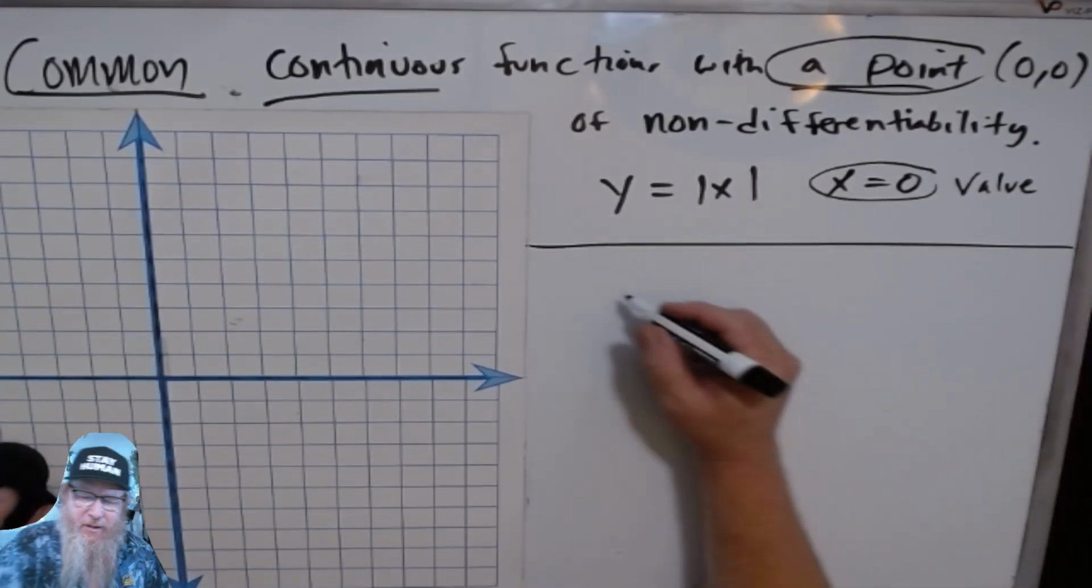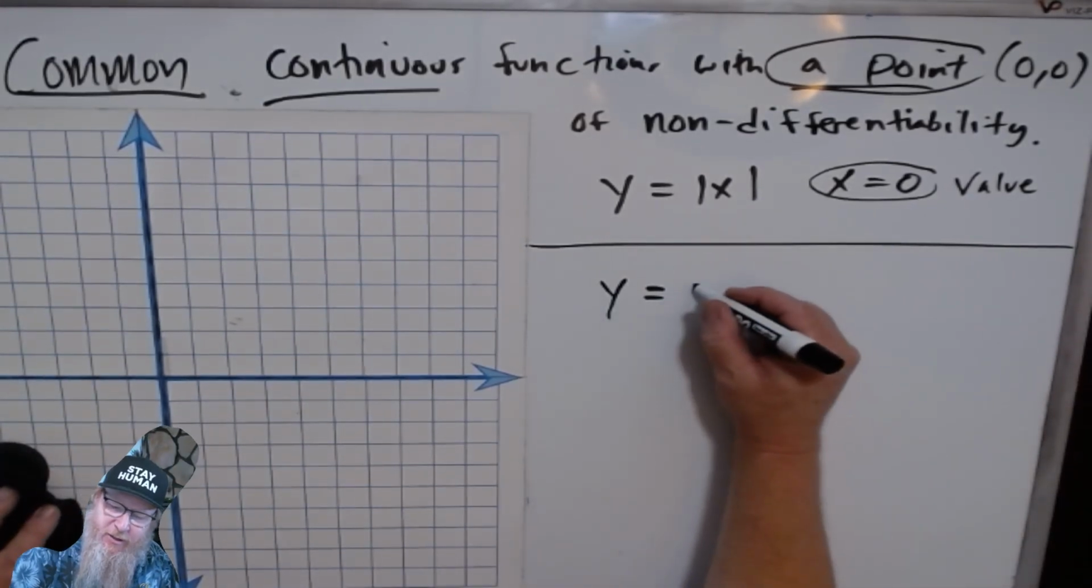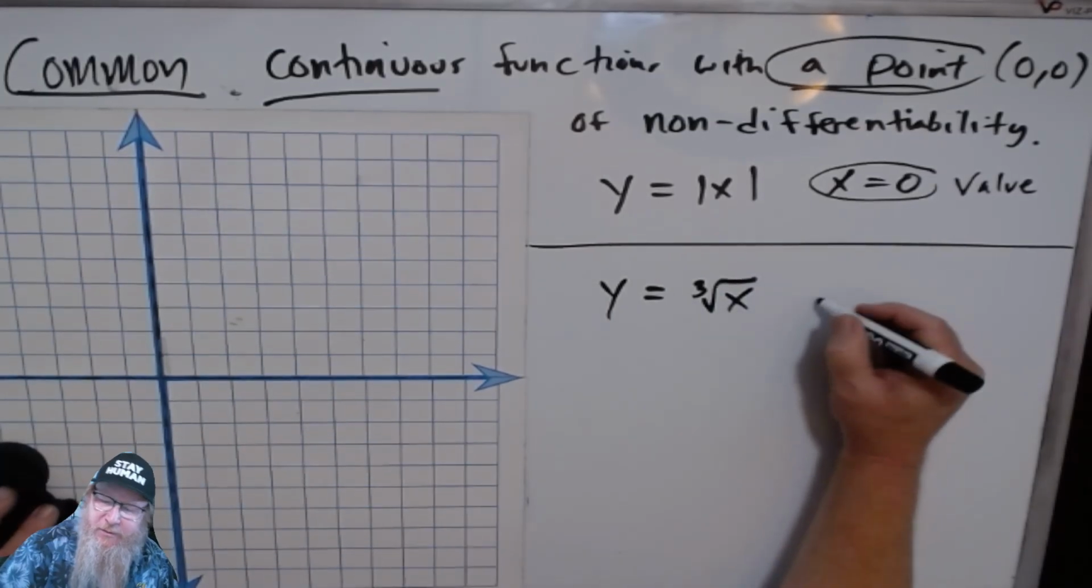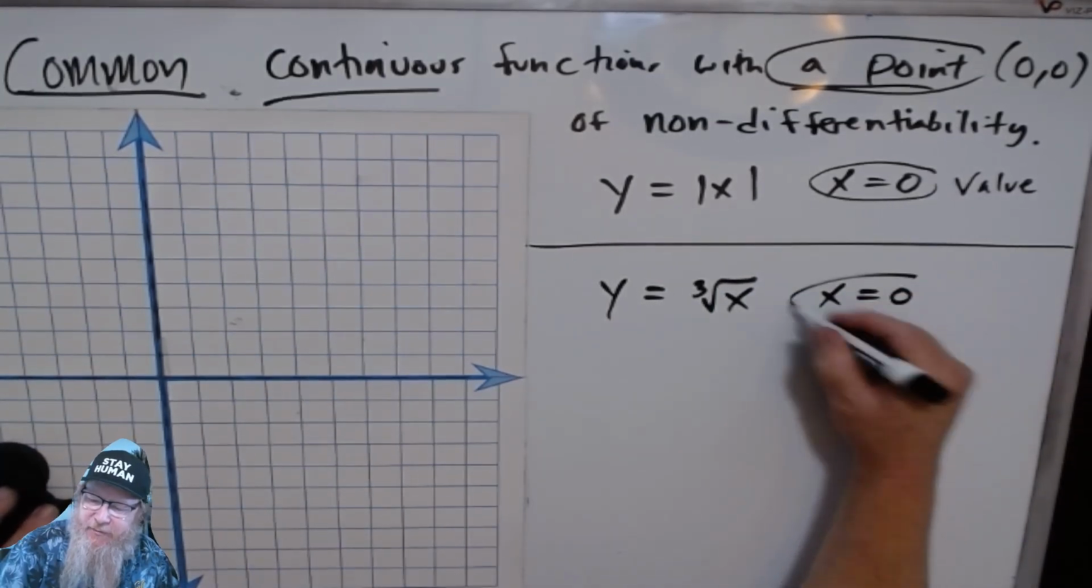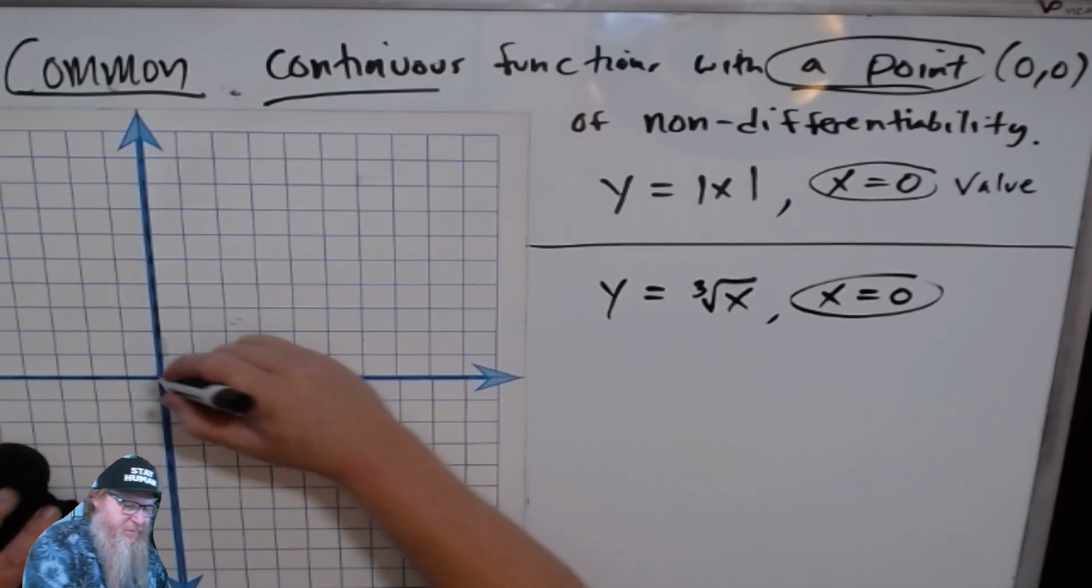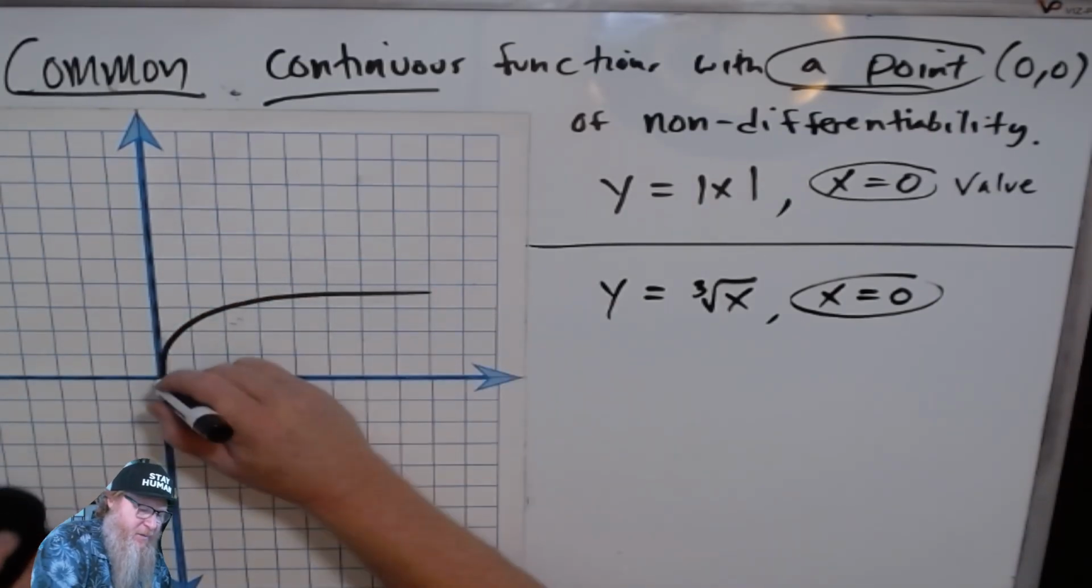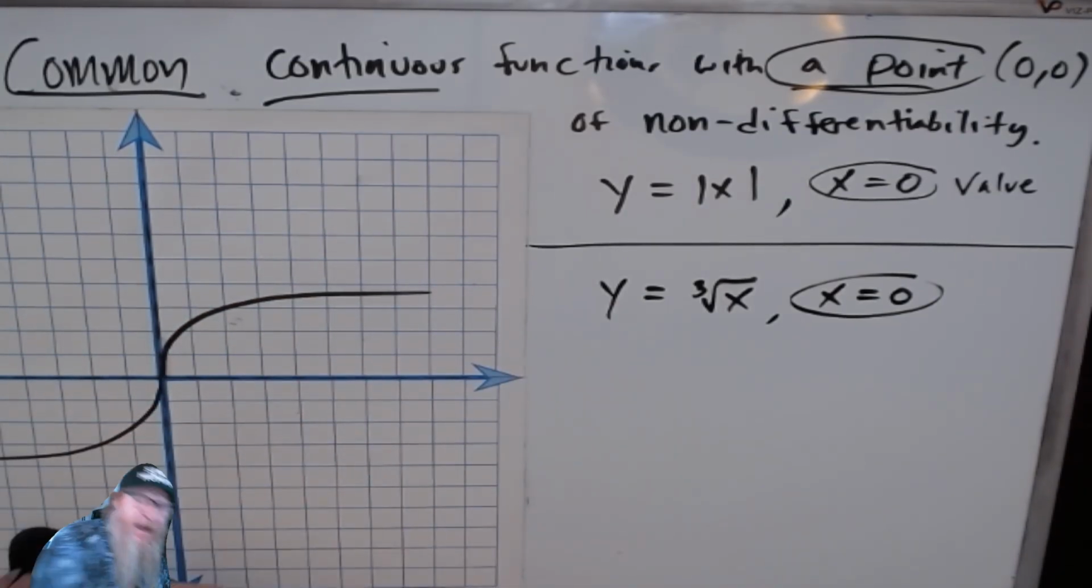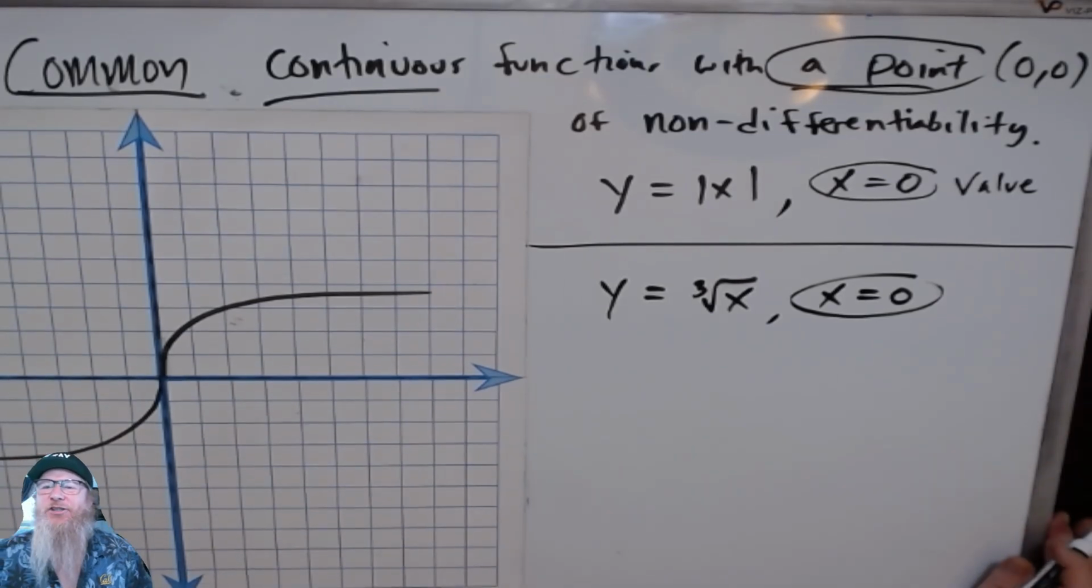What's another one? The cube root is also not differentiable at 0. Cube root kind of looks like that. It's like that S-shaped graph.